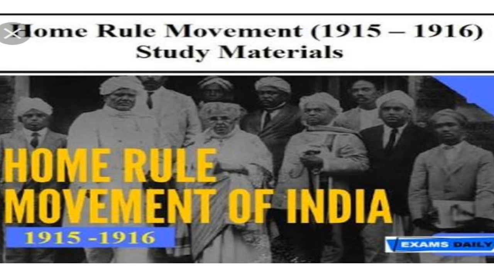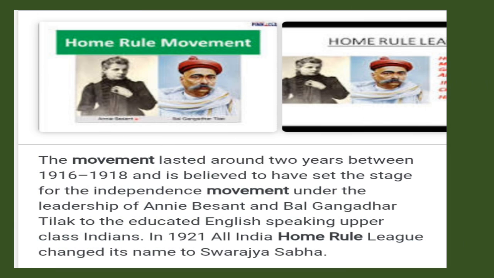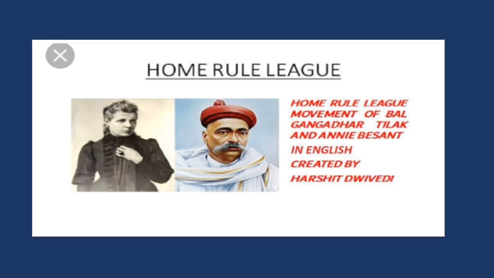In these circumstances, Dr. Annie Besant and Lokmanya Tilak started the Home Rule movement. Home rule means self-government. Such a movement also began in Ireland against colonialism. On similar lines, the Home Rule movement demanded the right of self-government in India. Annie Besant and Lokmanya Tilak made extensive tours in different parts of the country and the demand for self-government reached the common people. Tilak firmly stated that Swaraj is my birthright and I shall have it.